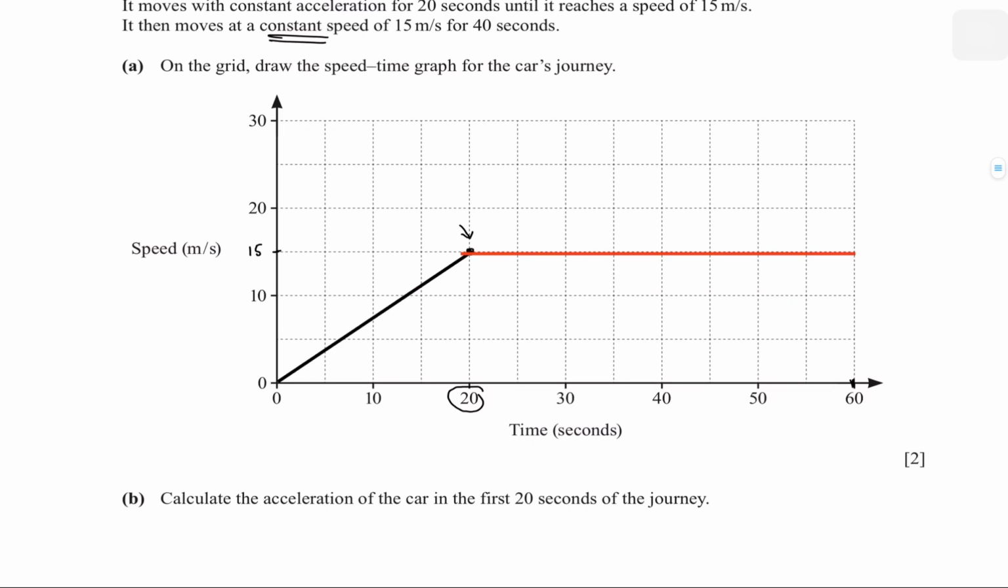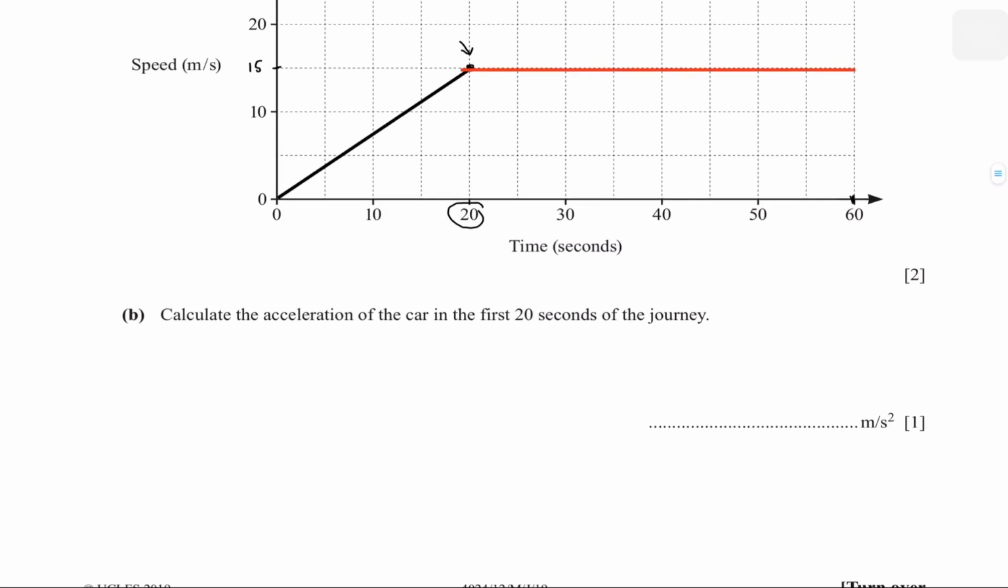Then it says calculate the acceleration of the car in the first 20 seconds of the journey. So how do you calculate acceleration? In fact, what is acceleration would be a better question. Acceleration is the rate at which our speed is increasing or decreasing, or simply it's the rate of change of speed. So we can see that in the first 20 seconds the speed increased from 0 to 15.